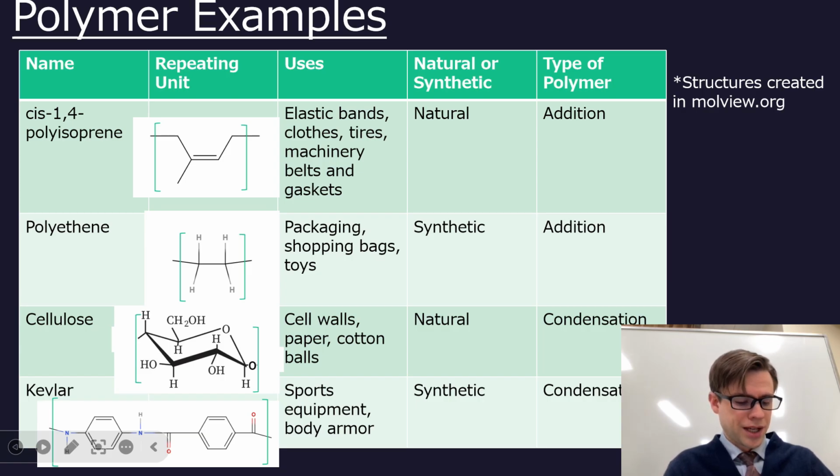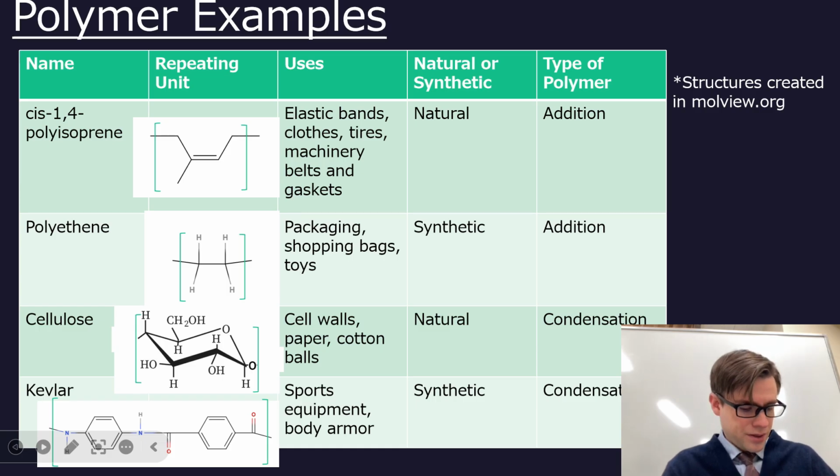So this is used for elastic bands, clothes, tires, machinery, belts, and gaskets. This is actually natural rubber. If you've ever considered where rubber comes from, the natural rubber type is this, cis-1,4 polyisoprene. So it is actually natural. It's one of the only, I think, really long carbon-hydrogen chains in nature that we've really found. And it is made through addition polymerization.